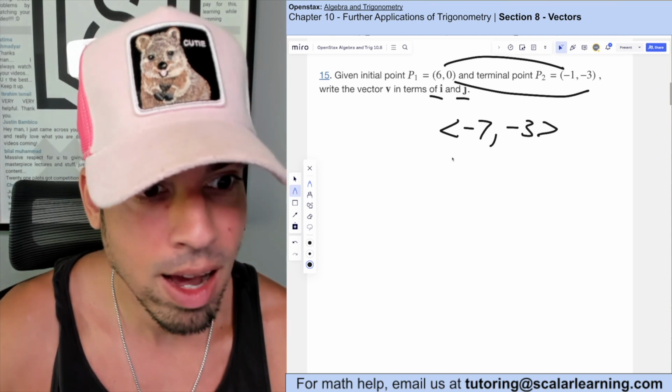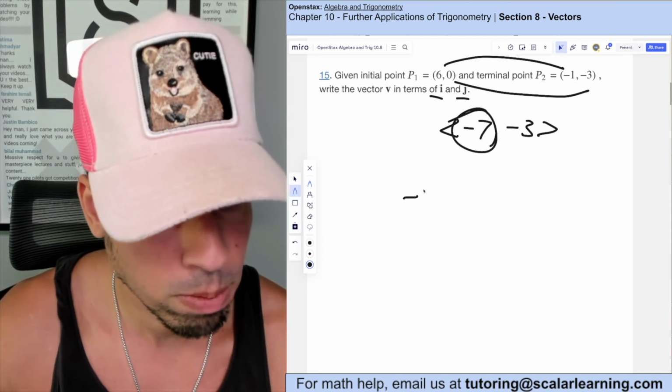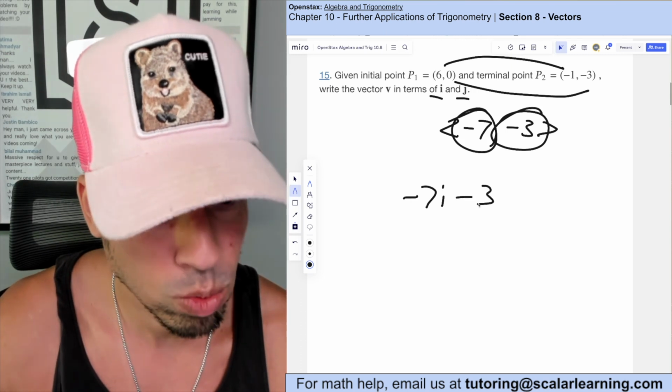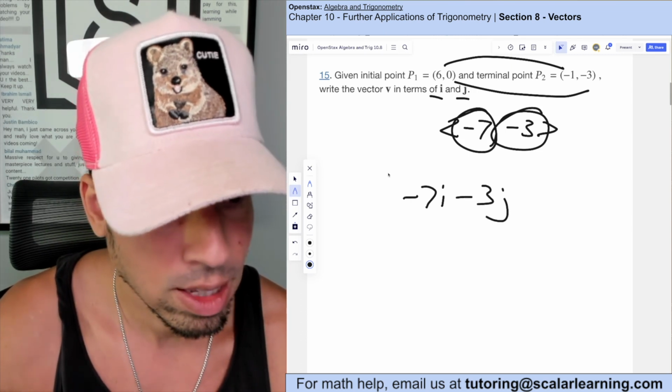Now to put it in terms of i and j, the first number pairs with the i, the horizontal movement. The second number pairs with the j, the vertical movement. And that's how you do it.